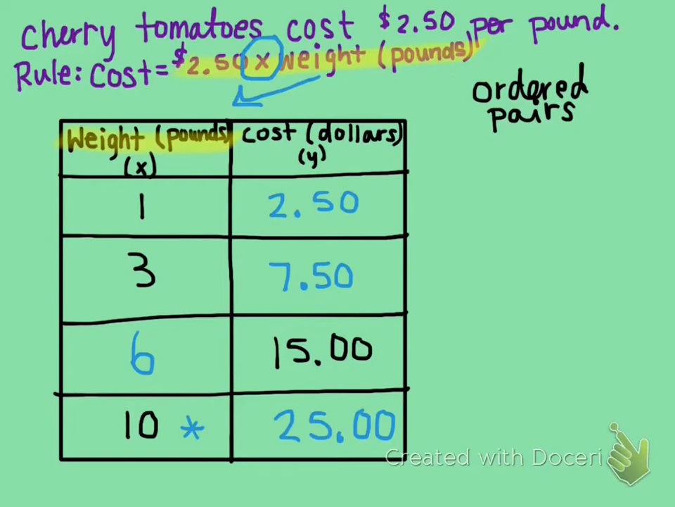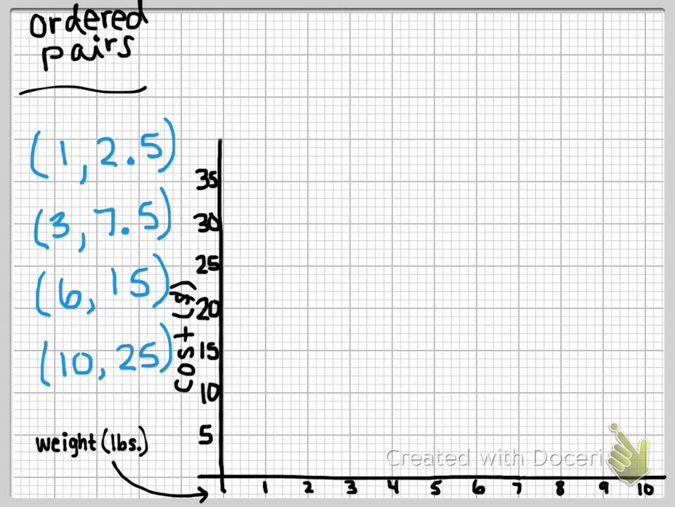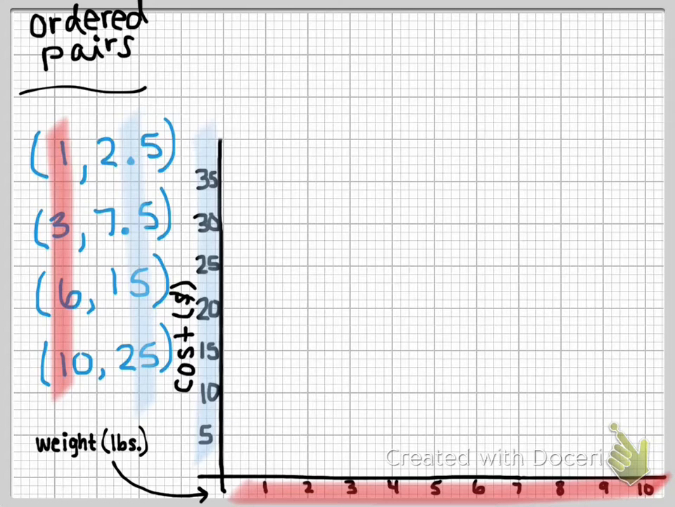Now I have to write all of these numbers as ordered pairs. Remember, an ordered pair has to have a parenthesis on either side and a comma. So I'm going to do that for each of them, and then we're going to graph it. When we graph, we always start with the x-axis first, and then the y-axis, which is the vertical one.